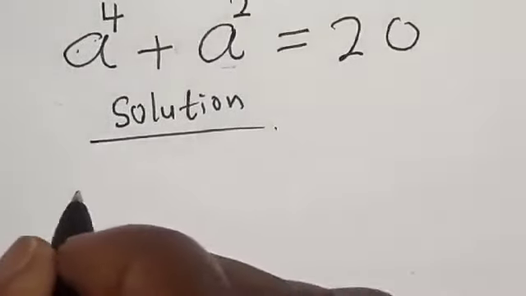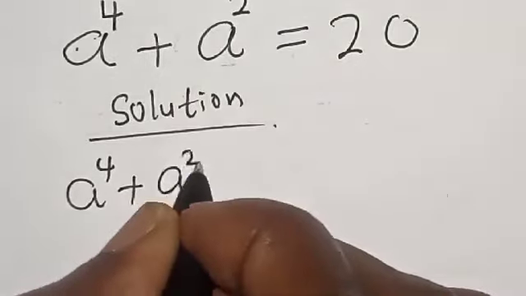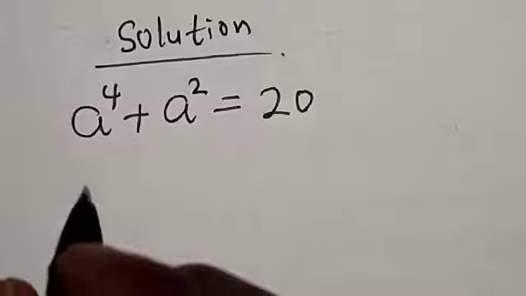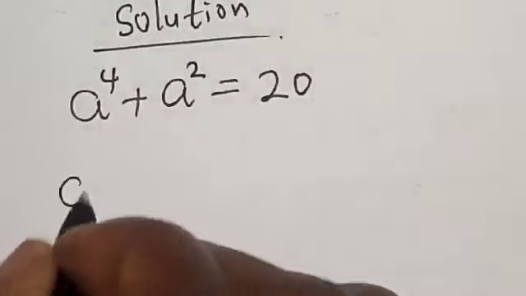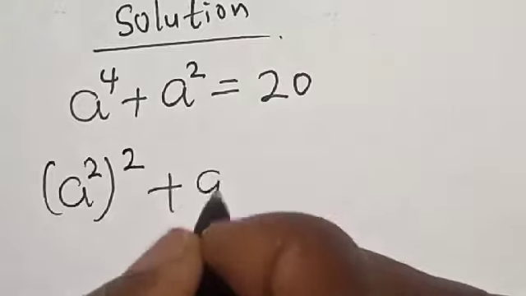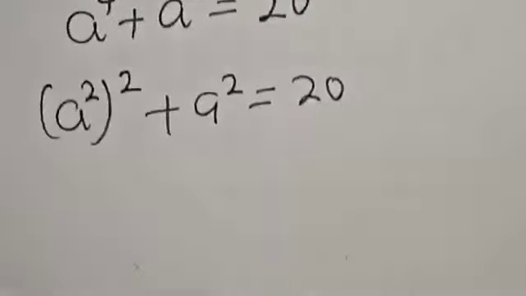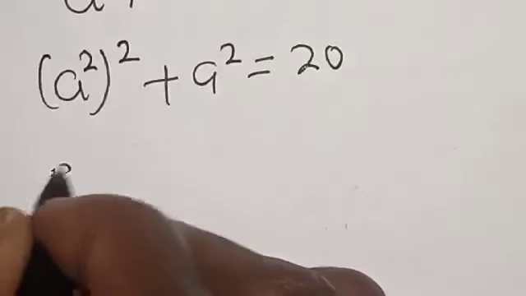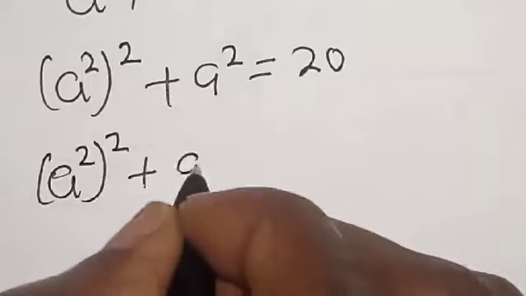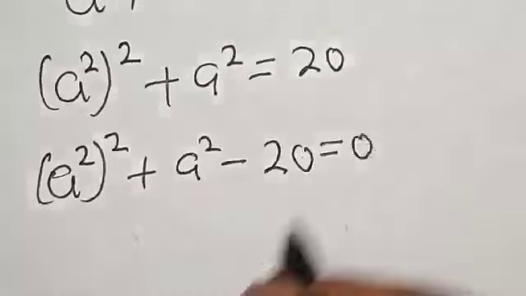We have the given equation: a raised to power 4 plus a squared is equal to 20. Now, a raised to power 4 is the same thing as a square squared, plus a square is equal to 20. Now we have a square squared plus a square minus 20 is equal to 0.